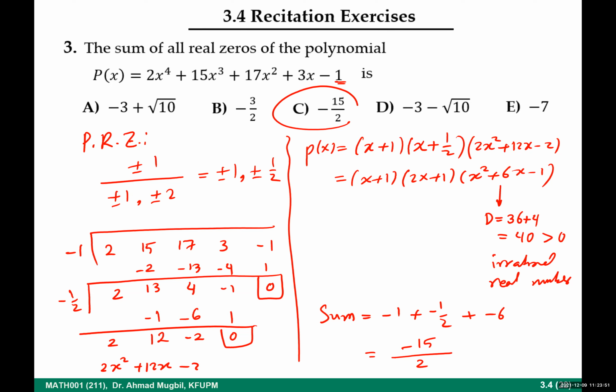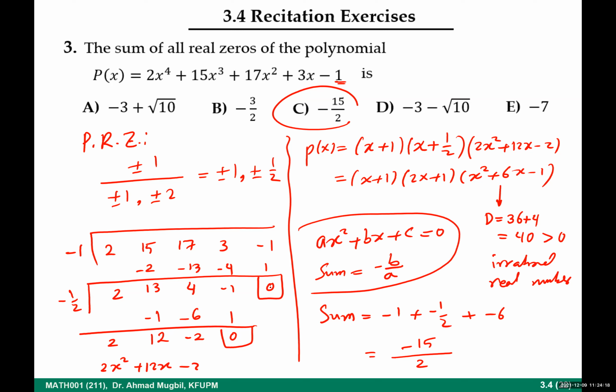Do you remember from section 1.4 how to find the sum? If you have ax squared plus bx plus c, what will be the sum of the solutions? It will be -b over a. You remember that? We use it here: -6 over 1. So it is not necessary, by the way. You can find them by using the quadratic formula if you want. Of course, here we are sure because the solutions are equivalent. The solutions of this expression are the solutions of the original one. So they are equivalent equations.